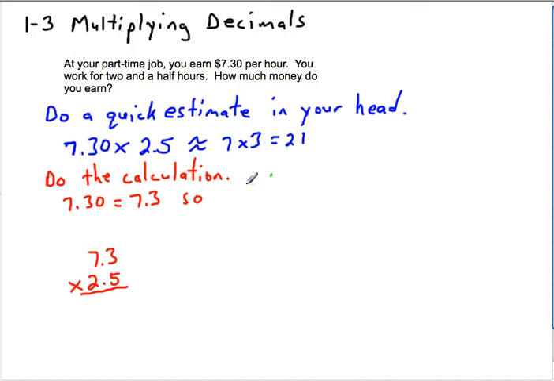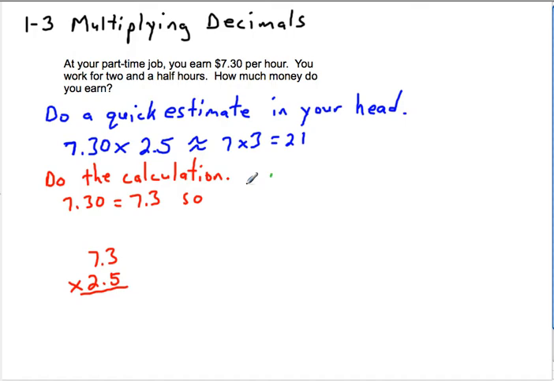A good idea is to do a quick estimate in your head when you are multiplying decimals. There are a lot of times where you just want to do a quick estimate in your head, and that way you can compare that with your calculated answer to see if that makes sense.